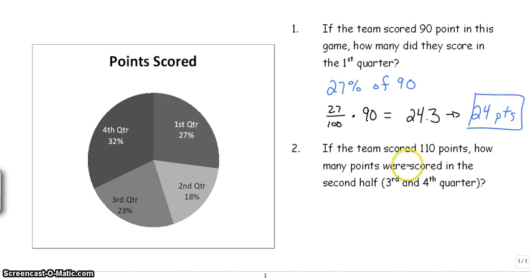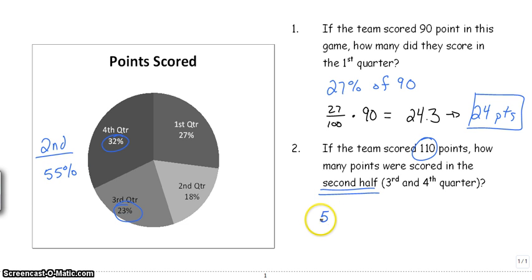Number 2 is asking us, if a team scored 110 points, so now my total is different, how many points were scored in the second half? The second half consists of 2 quarters, the third and the fourth quarter. So we want to add the percentages for both the third and the fourth quarter. The second half would be 32% plus 23%, or 55% of the points were scored in the second half.